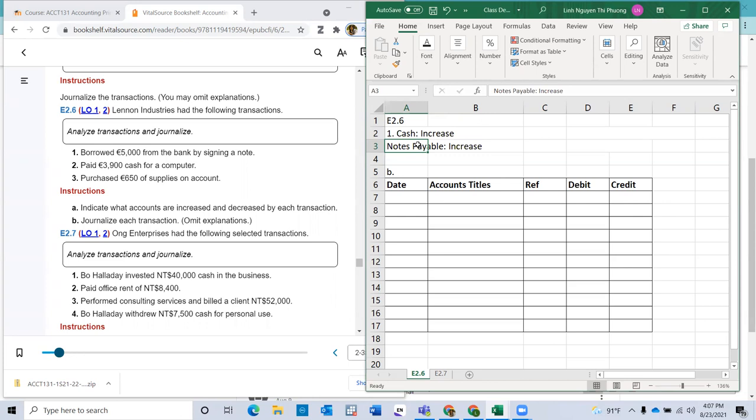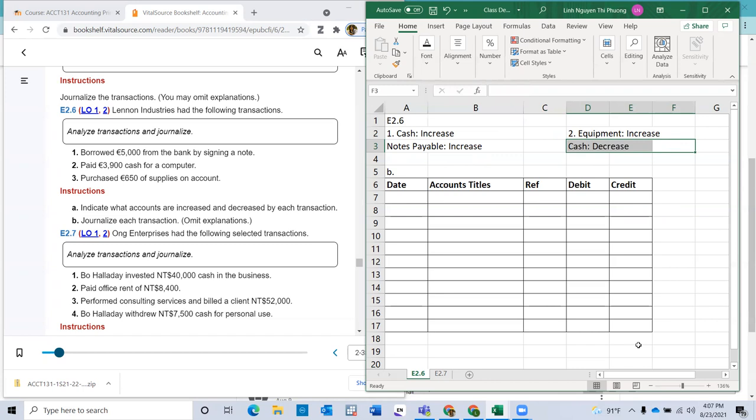Number two, pay 3,900 cash for a computer. Okay, so when we pay cash for a computer, what happened? Our equipment will increase, right? Because we got a computer. So equipment will increase. What else? We have a decrease in cash because we pay money, right, to buy a computer. So our cash will decrease.